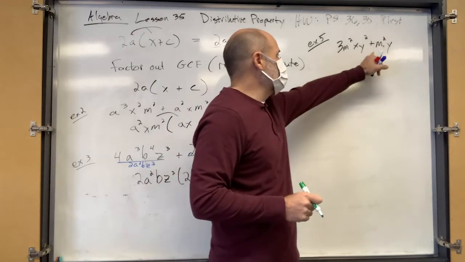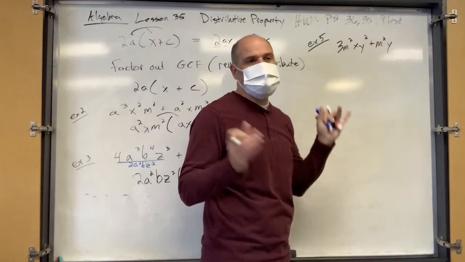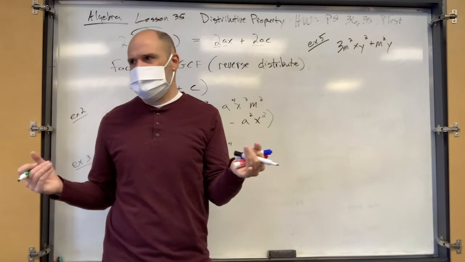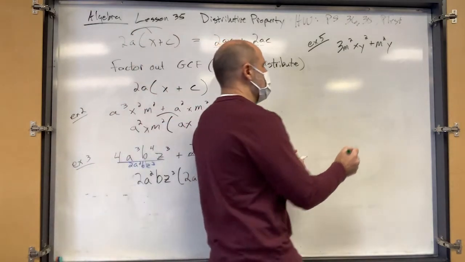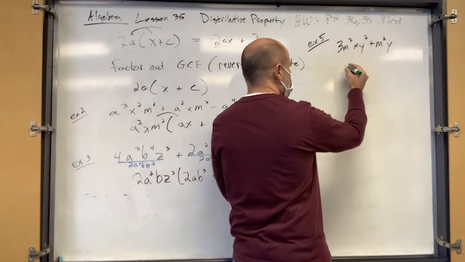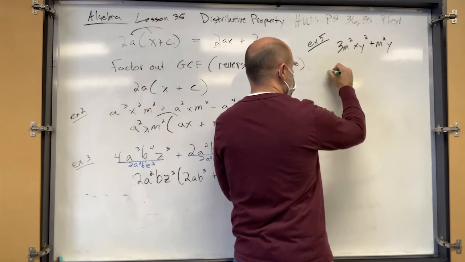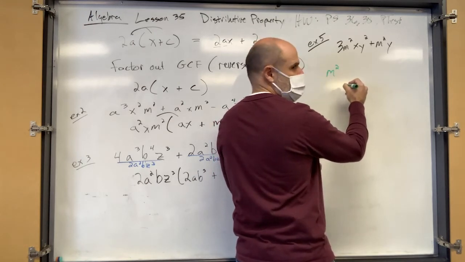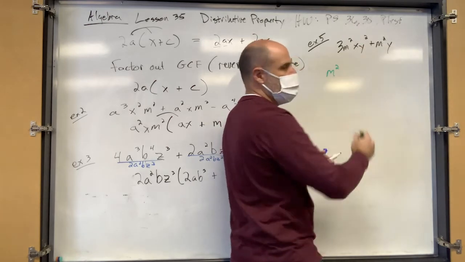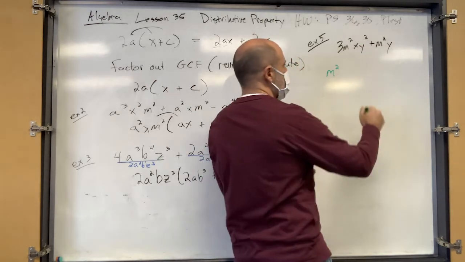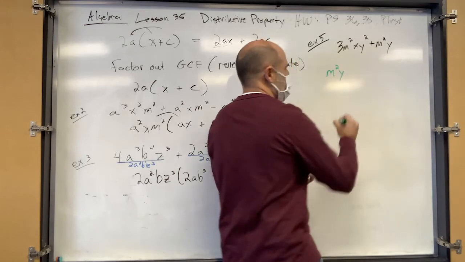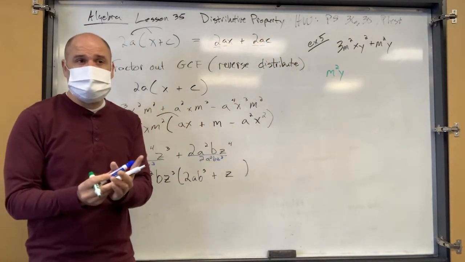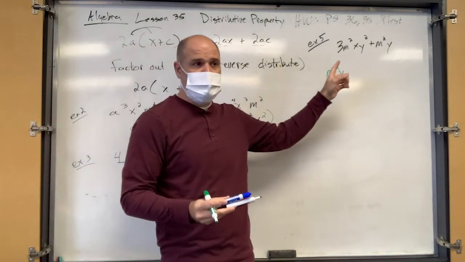Well, 3 doesn't go into that. It's just 1. So there's no numerical greatest common factor. So then we're just looking at letters. Okay? So what letters? What's my literal greatest common factor? M squared. X isn't in both, so X is out of the question. And then just Y. Okay? Everybody see that? Because you're just looking at the smallest exponent of each variable.